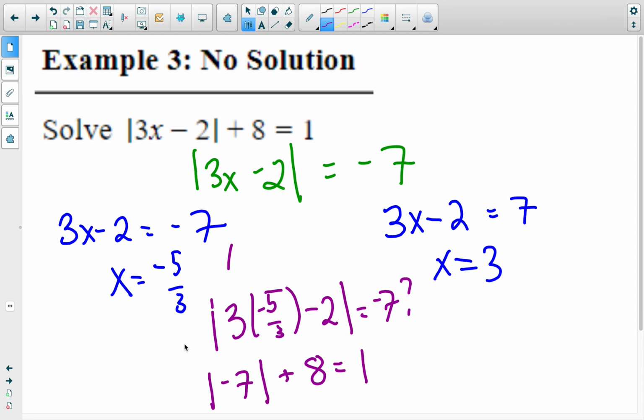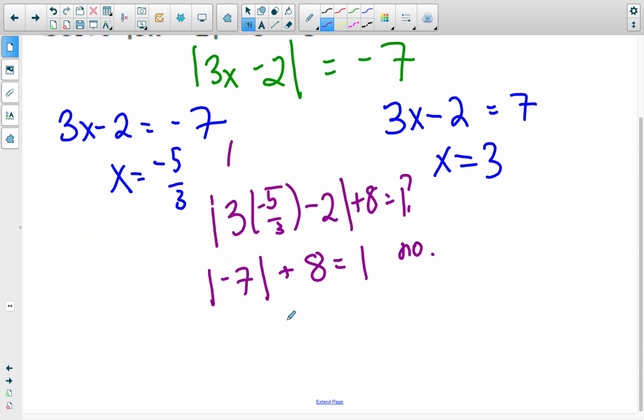Let me back up here. We want to plug it back into the original, so plus 8 equals 1. Is the absolute value of negative 7 plus 8 equal to 1? No, because it is equal to 15. Absolute value of negative 7 is 7. 7 plus 8 gives us 15. 15 is not equal to 1.